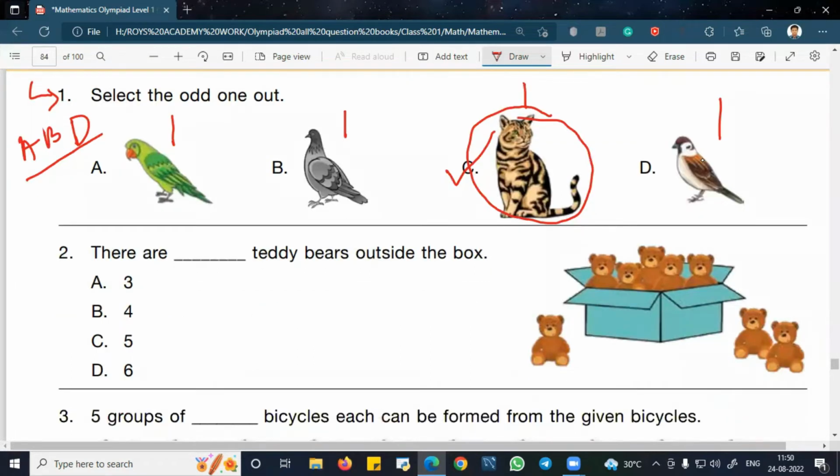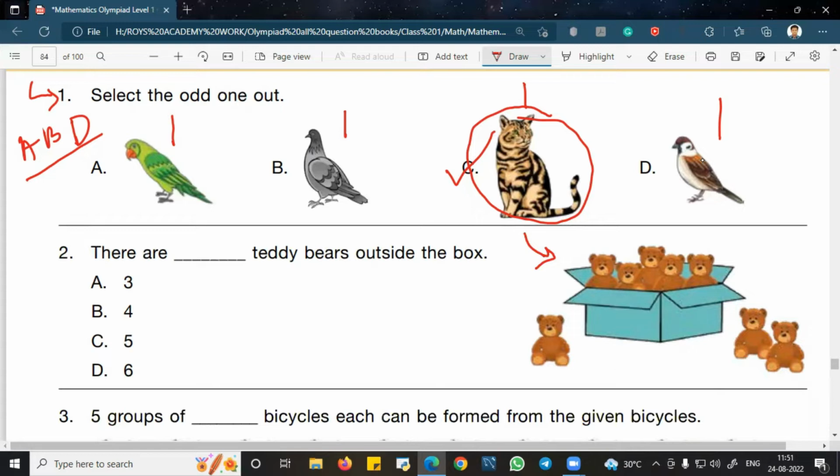Now the next question is asking: there are dash teddy bears outside the box. Look at this picture and tell me clearly how many teddies are outside. So let's count. We can see there are some teddies inside the box and some teddies outside the box. We have to consider only the teddies which are outside the box.